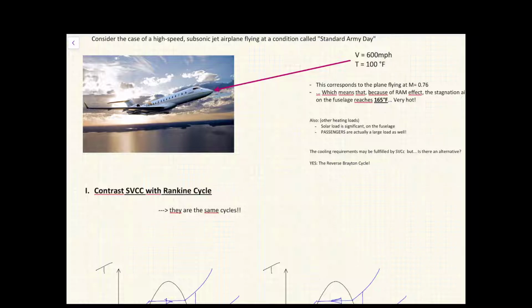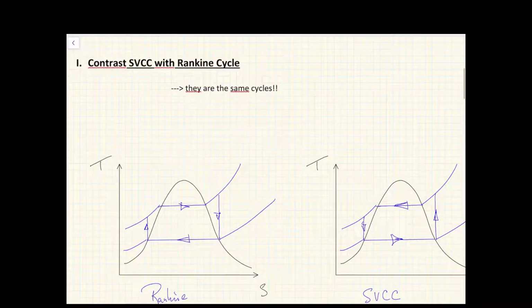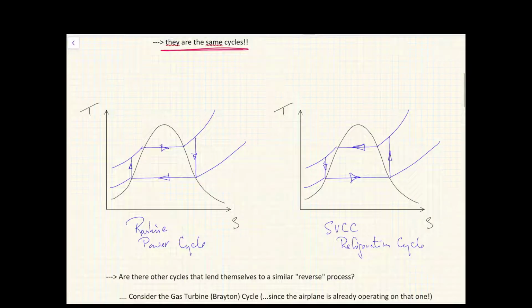Of course, we could use SVCC, but is there an alternative to the cycle? And the answer is yes, you've guessed it. That's going to be the Reversed Brayton Cycle, what we're talking about today, which uses that air as the system for the refrigeration. So let's start by contrasting the SVCC with the Rankine cycle itself. That's a good starting point. Why? Because they are, in fact, the very same cycle, SVCC and Rankine cycle. As you recall, one of them is running clockwise and the other one is running counterclockwise.